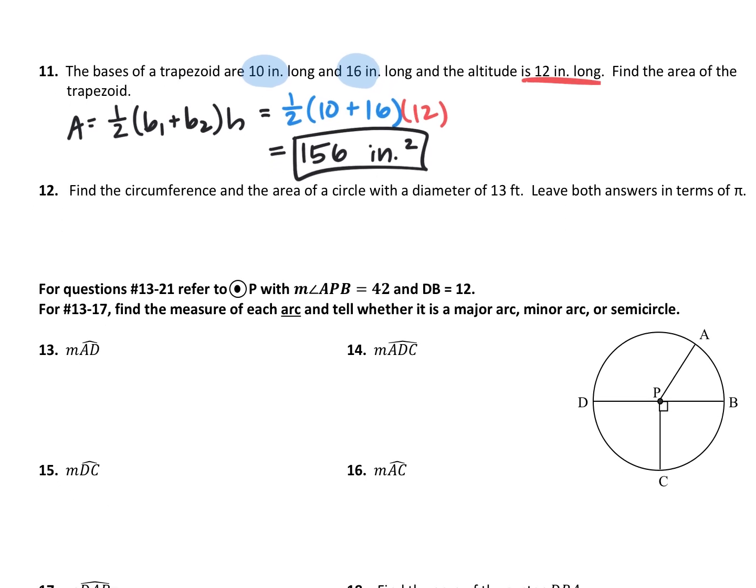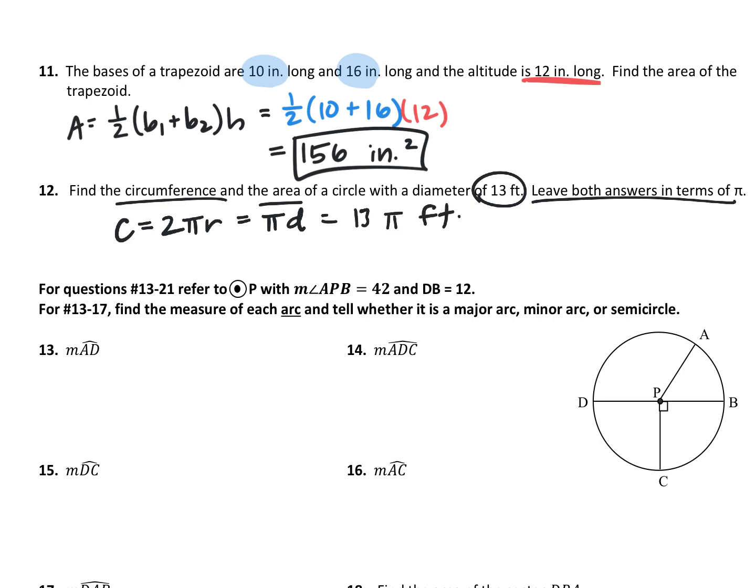Number 12 says find the circumference and the area of a circle with diameter of 13. Leave both answers in terms of pi. So circumference is 2 pi r, or pi times diameter. So if I plug in my diameter of 13, I've got 13 pi feet is my circumference.